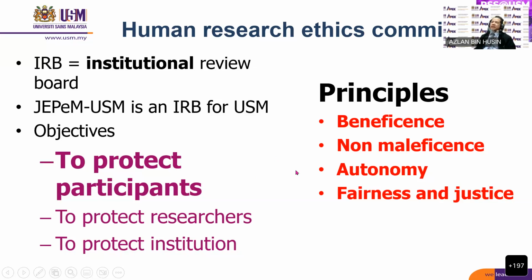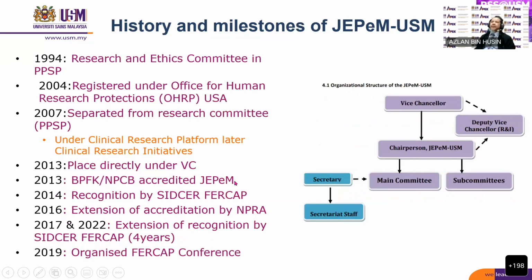So these are the basic principles of the ethics component of research. It should provide good and not provide harm. It should provide autonomy to the participant, especially when there is active participation of the subject, and it should be fair and just to them.